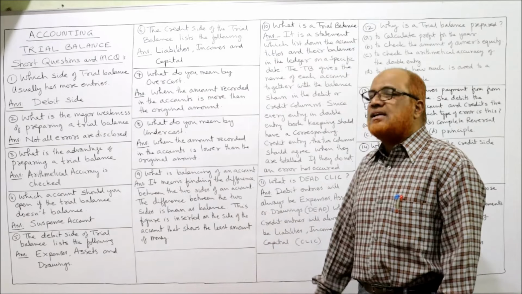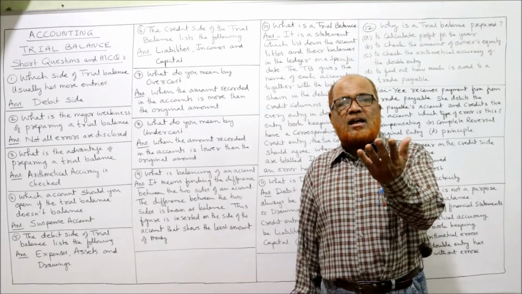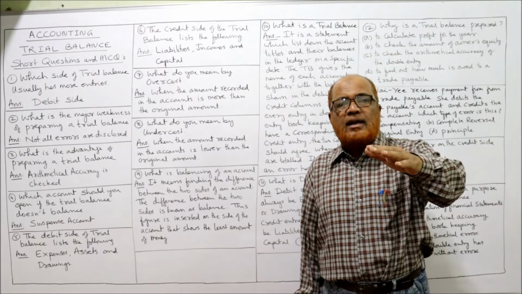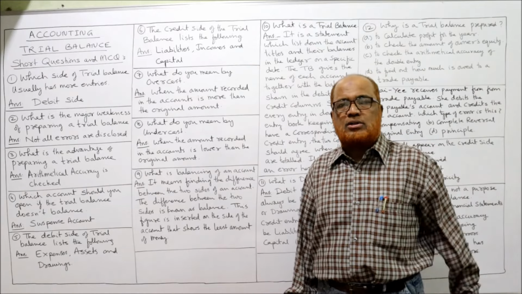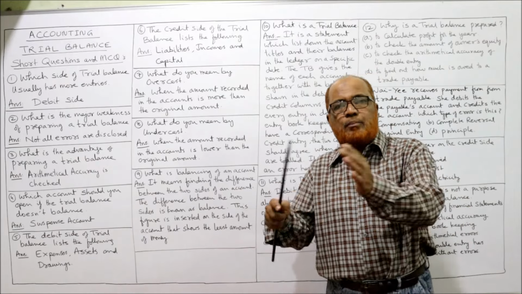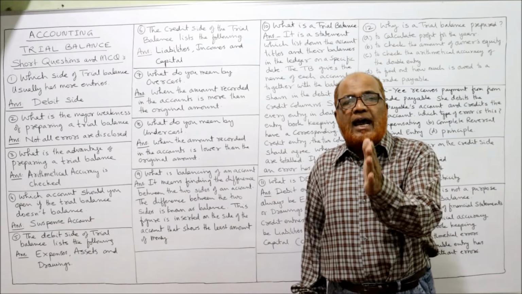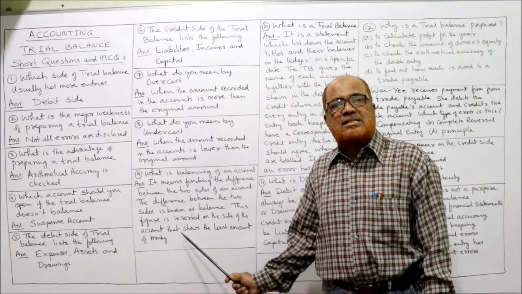What is balancing of an account? First, the entries are recorded in the book of original entry. Periodically, the entries will be posted from the book of original entry to the ledger account. This process of passing the entries and posting will be continued throughout the year.